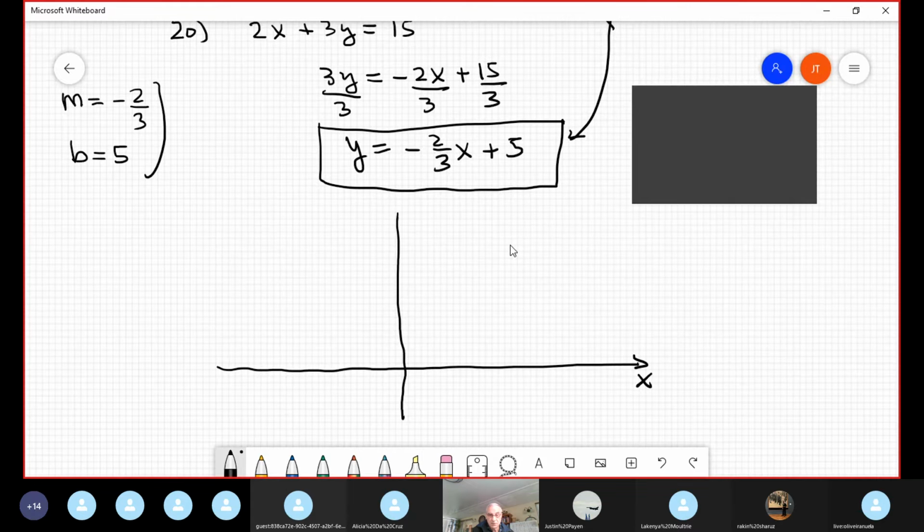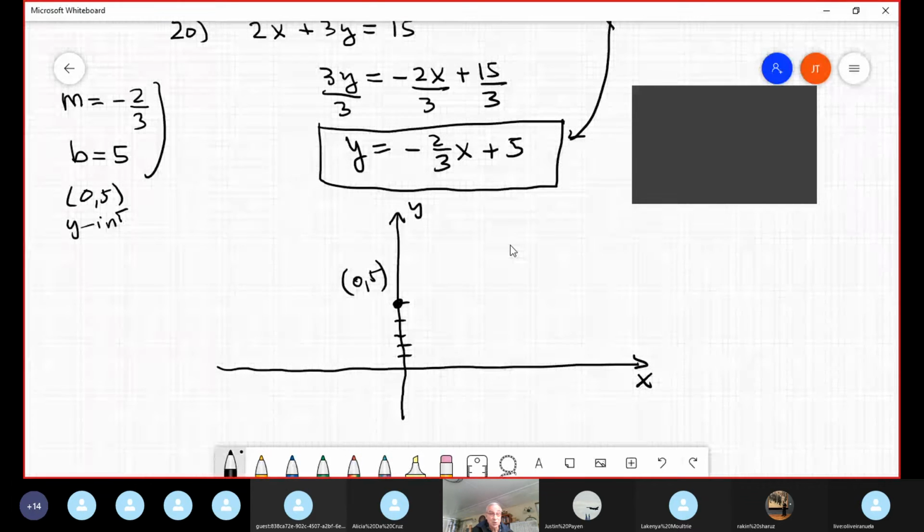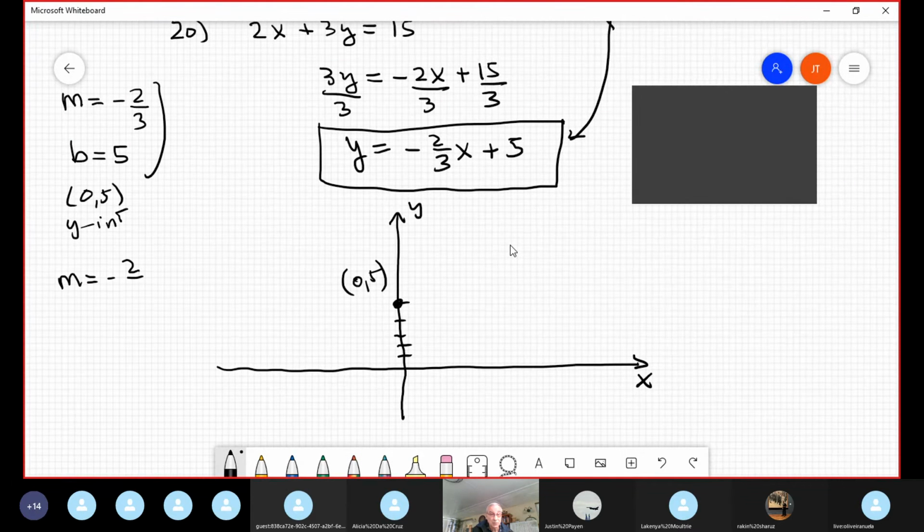This is x, this is y. I plot the point (0,5), our y-intercept: 1, 2, 3, 4, and 5. This is the point (0,5). From this point, using the slope, the inclination, which in this case is negative, so it goes down. Remember, slope is negative 2/3.